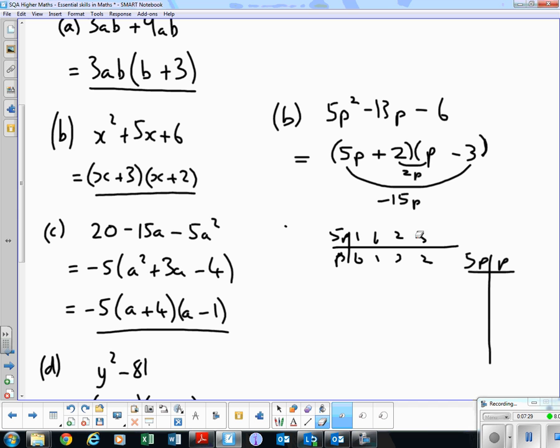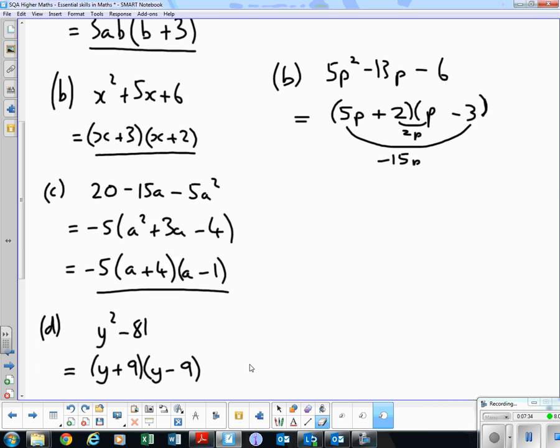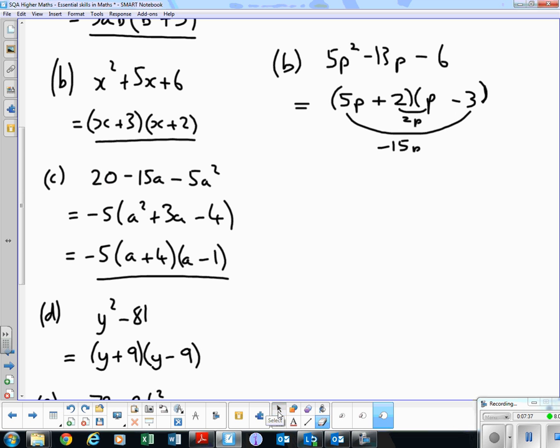Right, I'm going to go into part C, just rub this out. So 20 subtract 15a subtract 5a squared. I'm going to take out a common factor of -5 here. So -5 multiplied by a squared plus 3a subtract 4 would give our original terms. And here it's going to be a and a at the front. Need to multiply to make -4, so I'm trying 4 and -1. Again, this 3a term will come from 4 times a and a times -1, which is 4a subtract a. So that works out. So that's that one done.